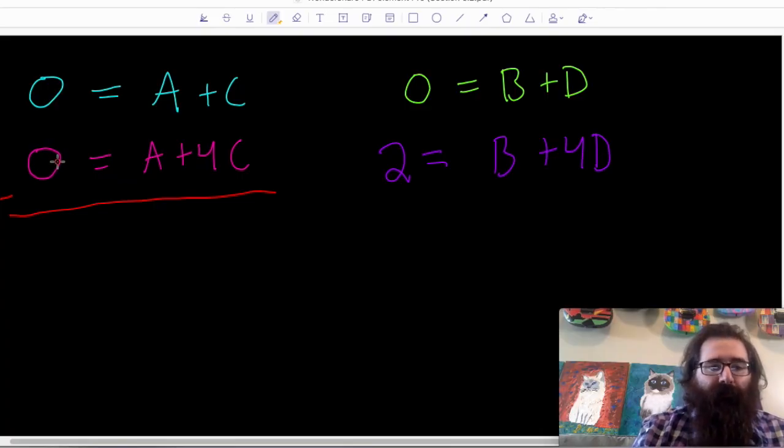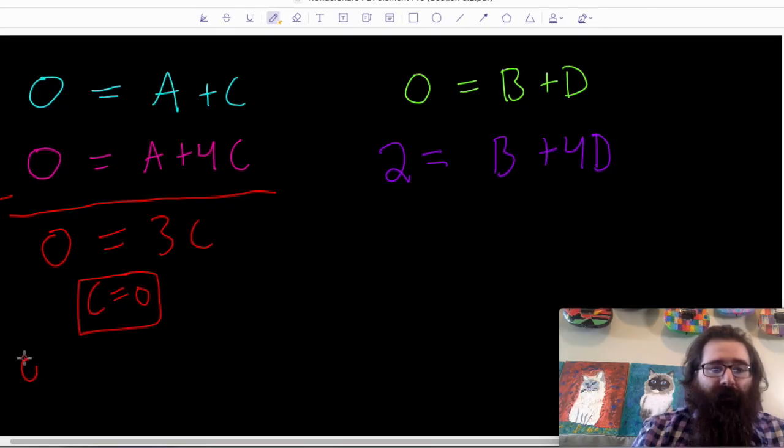It doesn't make a difference, right? 0 minus 0 gives me 0 equals a minus a gives me 0. 4c minus c gives me 3c. And what does this mean? Well, if 0 is equal to 3c, that means c is 0. And in this first equation, if 0 is equal to a plus c, then 0 is equal to a plus 0, so then a must be 0.